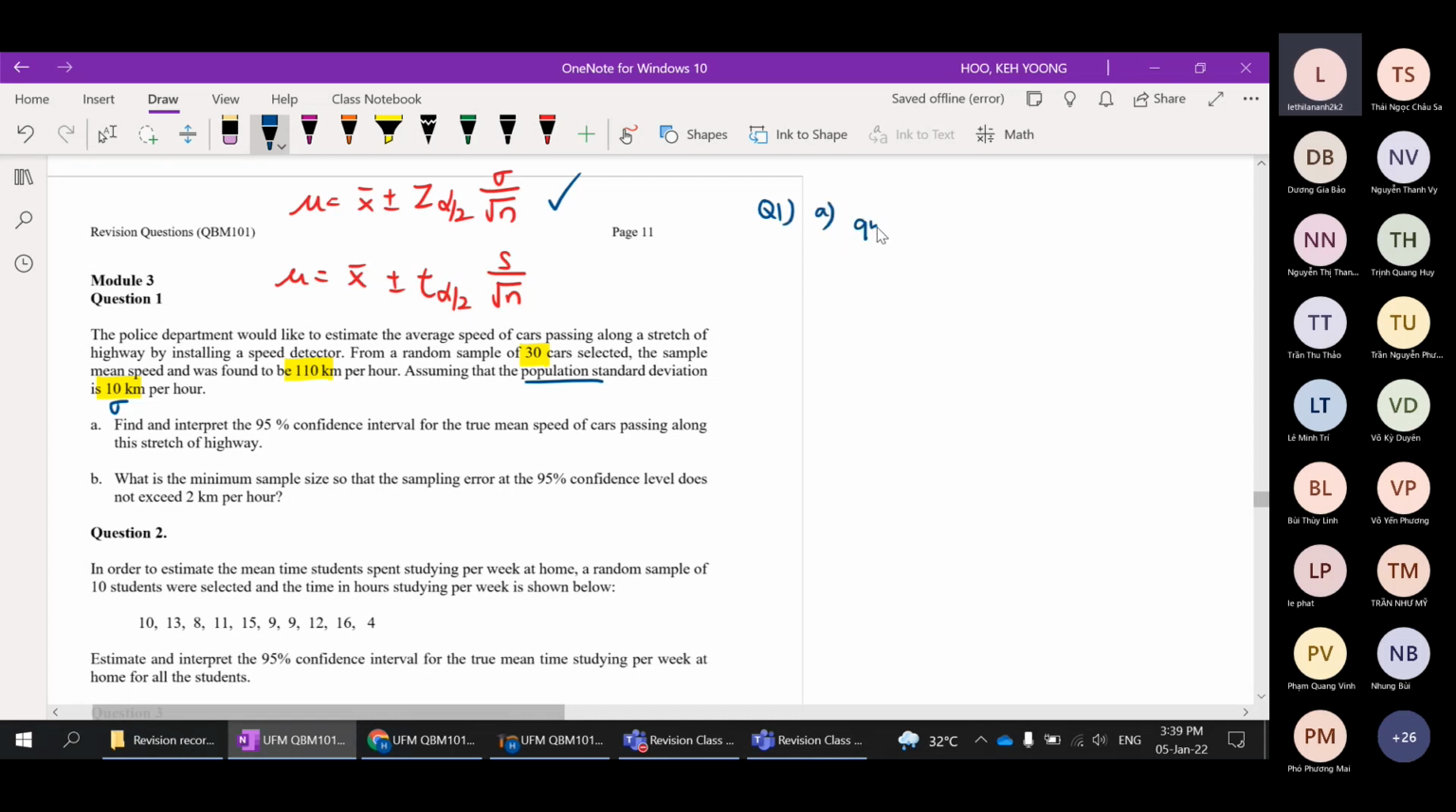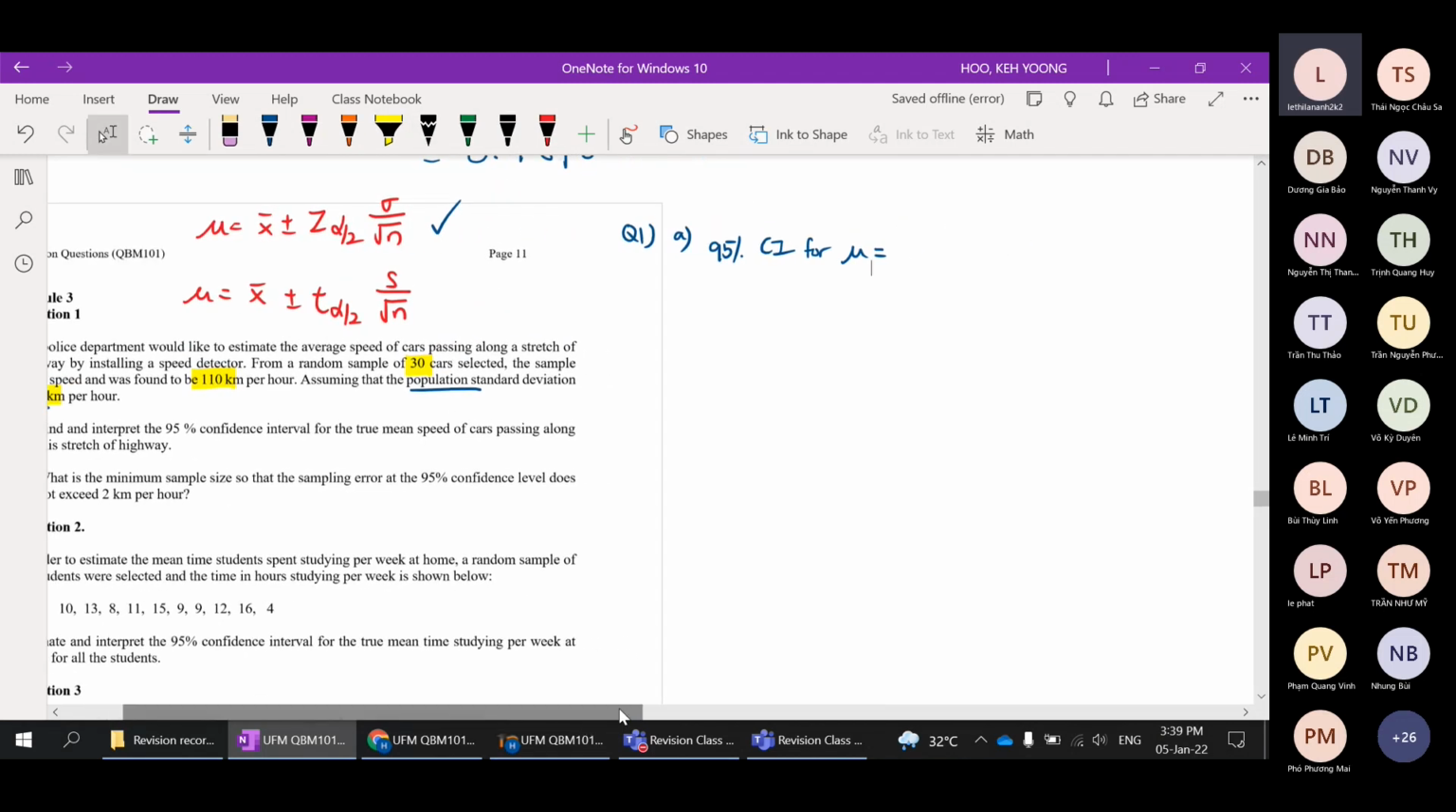So a 95% confidence interval for the mean is equal to, let's apply the formula and substitute the values inside. X bar is 110. Then the Z value. This is another thing. How do we find the Z value? What does the alpha mean here? So if you are looking for a 90% confidence interval, then your alpha would be 5%.